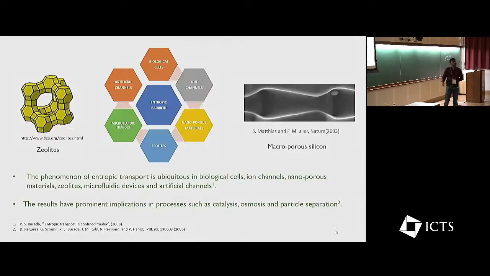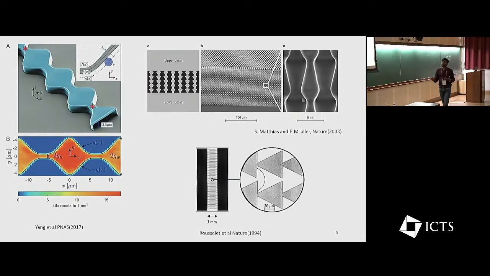This entropic transport is ubiquitous in nature, and there are real-life examples like zeolites, ion channels, biological channels, and nanoporous materials. There are artificial channels also, and they have applications in catalysis, osmosis, and particle separation. Here are some real-life experimental realizations of these systems, and they have shown that entropic transport in a confined geometry greatly increases the diffusion of the particles.